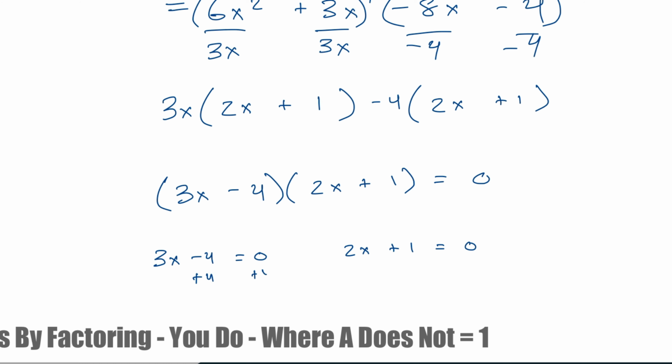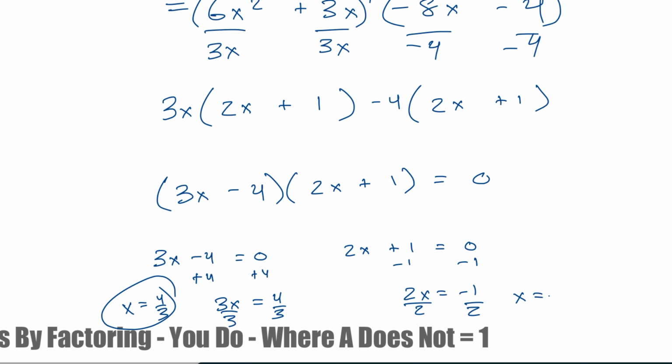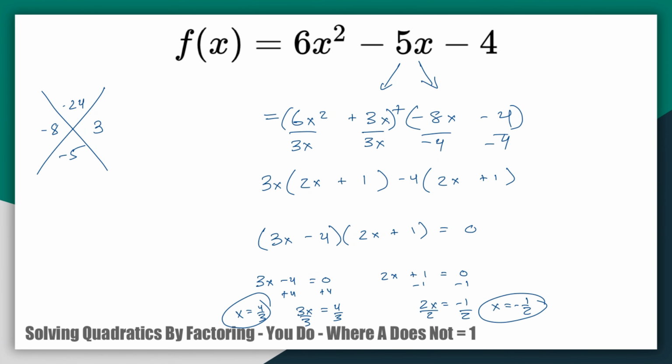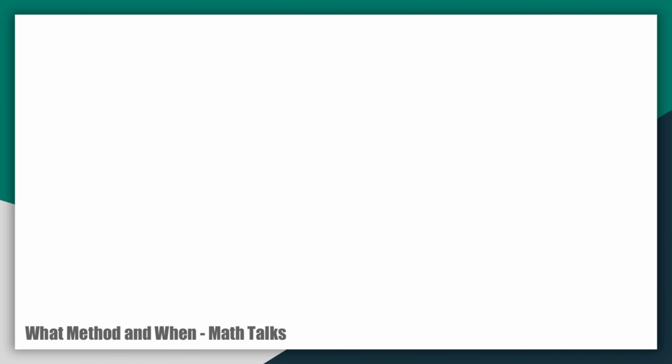Add 4. We get 3x equals 4. You divide by 3, and you should get x is equal to 4 over 3. And then here, minus 1, you get 2x equals negative 1. You divide by 2, x is equal to negative 1/2. That's your other answer. Okay, a little bit longer, that's okay. All right, finally made it to the end.